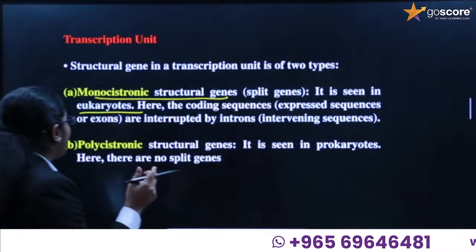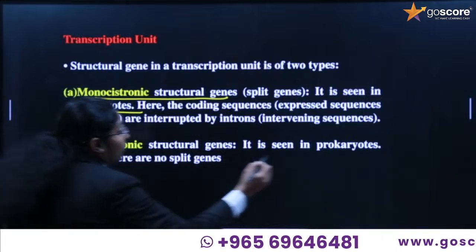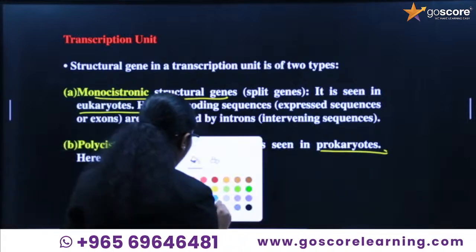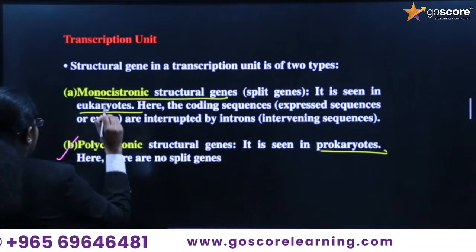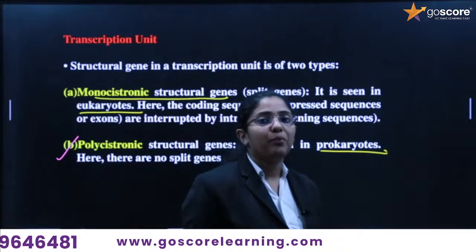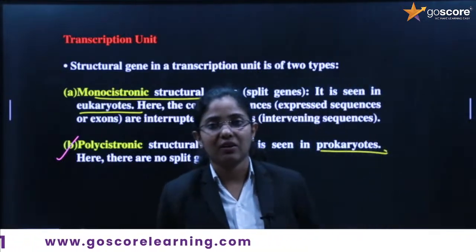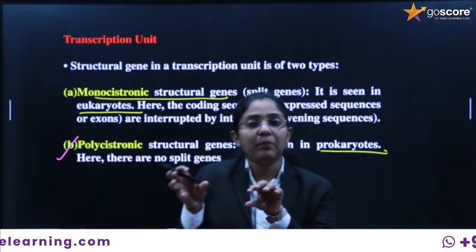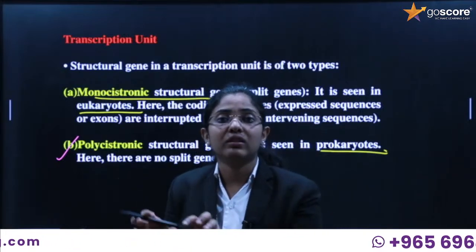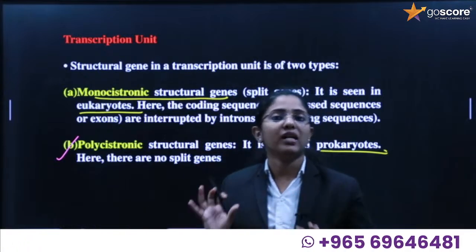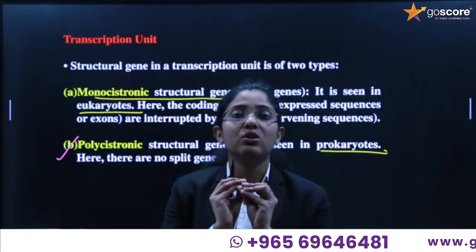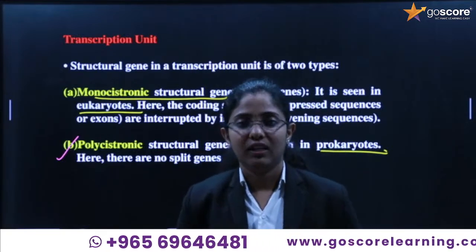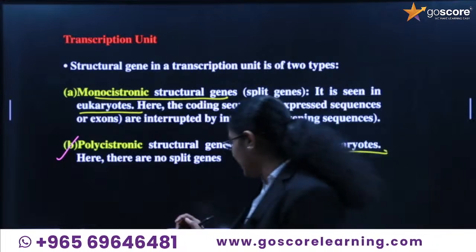But whereas in the case of prokaryotes, they are polycistronic in nature, which means within one cistron, genes for the synthesis of different polypeptides will be present. There is no exon, there is no intron. Fine, understood, clear. If it is clear, you can give me a thumbs up.